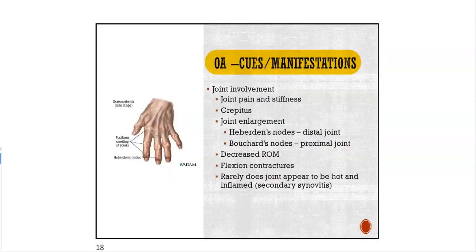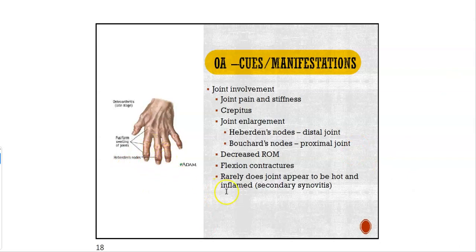Cues or manifestations for osteoarthritis. Again, it involves the joints and it causes joint pain and stiffness. It can have some crepitus, that crackling sound. And over time, from that calcification, it causes the affected joints to be enlarged. So it can form node-like deformities in the joint that's affected.